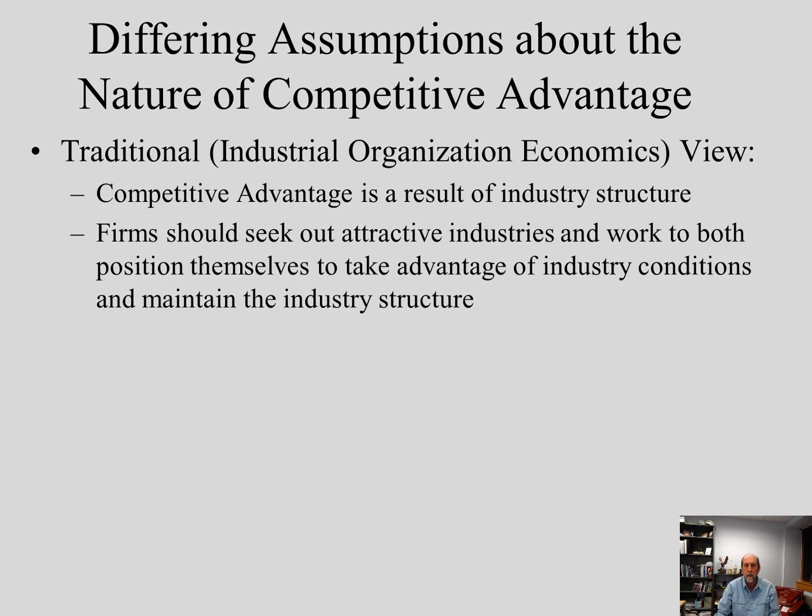It's important, though, in terms of context, to think about the differing views and assumptions about the nature of competitive advantage. And we noted back as we were going through the lessons on environmental analysis and on capabilities that there had been a shift in some of these assumptions over time. So you see here that in the traditional industrial organization economics view, competitive advantage was thought to come from industry structure, and the notion was that firms should find attractive industries, position themselves to take advantage of the industry conditions, and work where they could to maintain those conditions.